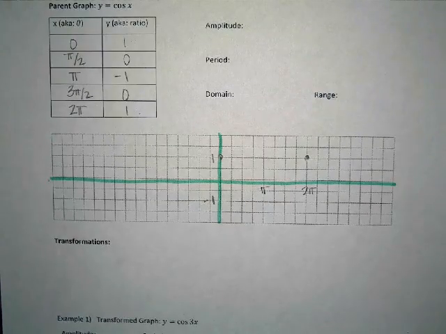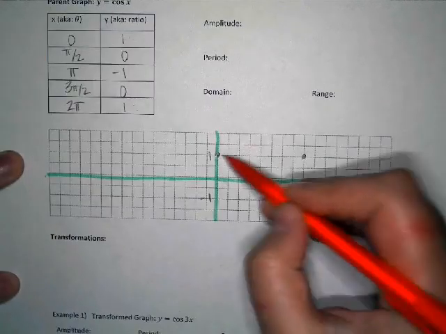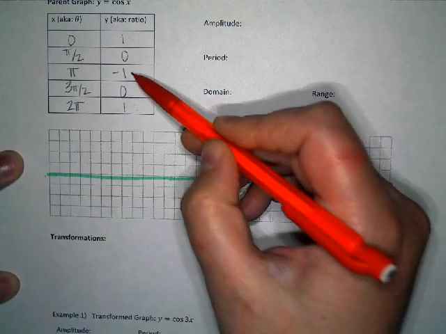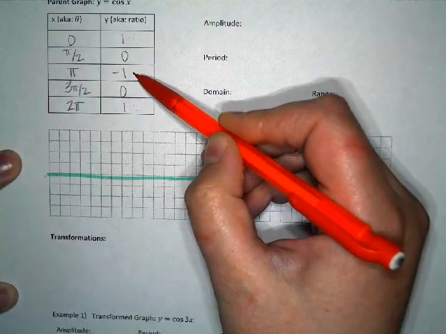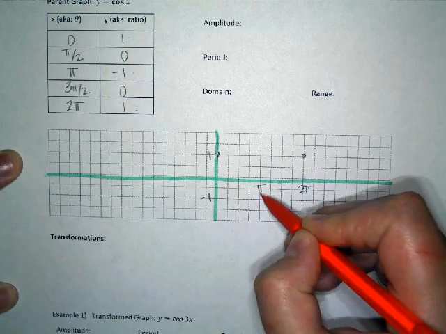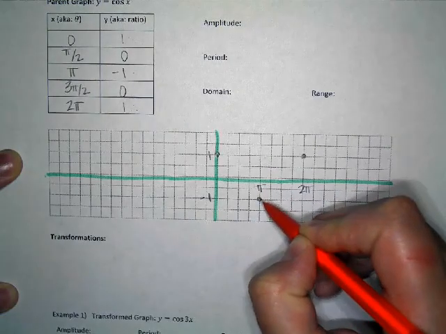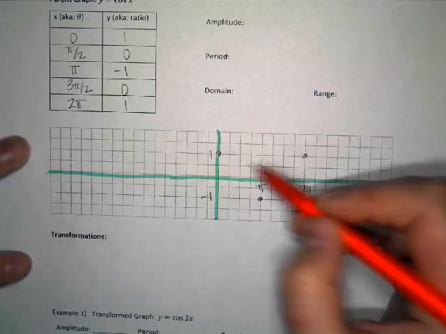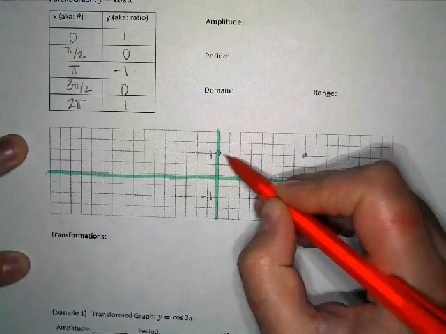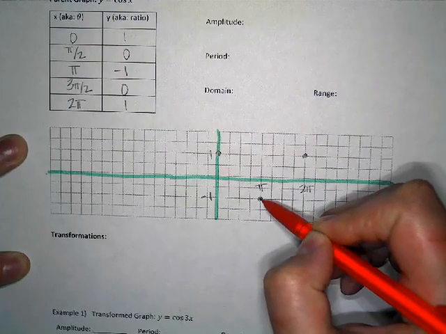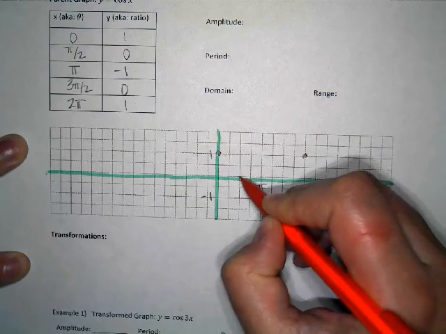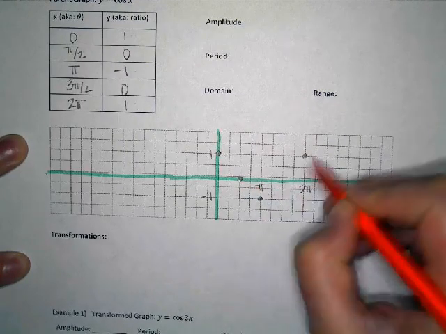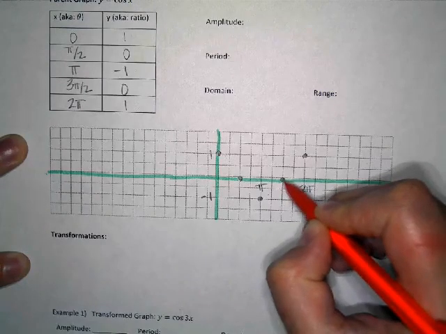A sine graph usually starts at 0, ends at 0, and hits 0 in the middle. A cos graph starts at 1, ends at 1, and hits -1 in the middle. So in the middle, we're going to dip down to -1. And of course, to get from +1 to -1, you have to cross 0. So in the middle of those two, we're going to cross 0. In the middle of these two, we're going to cross 0.